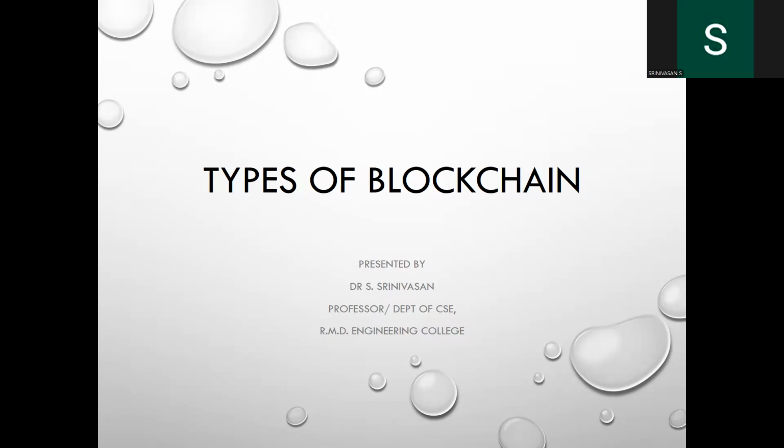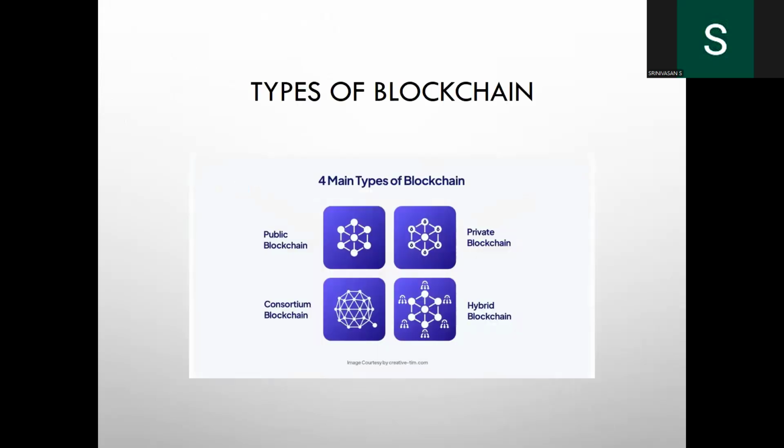In this video lecture, I'm going to talk about the different types of blockchain. There are four important types of blockchains, and they are public blockchain, private blockchain, consortium blockchain, and hybrid blockchains. We will discuss the characteristics of each blockchain one by one.